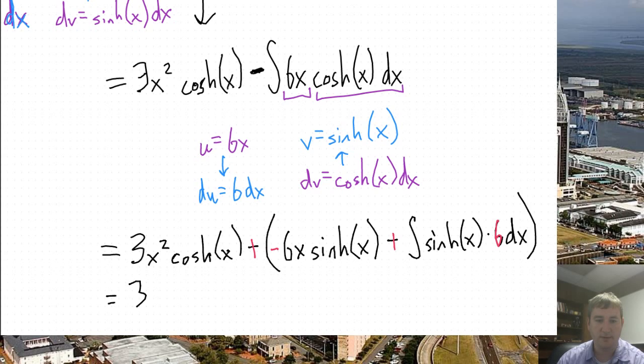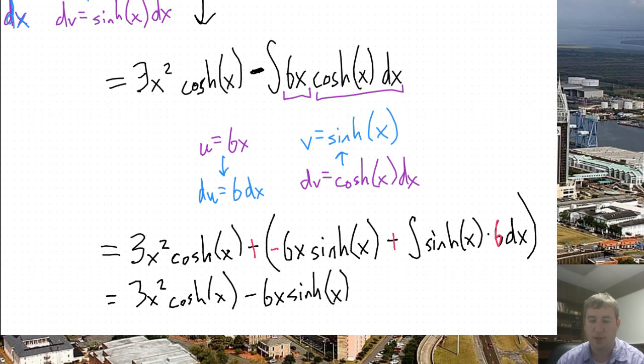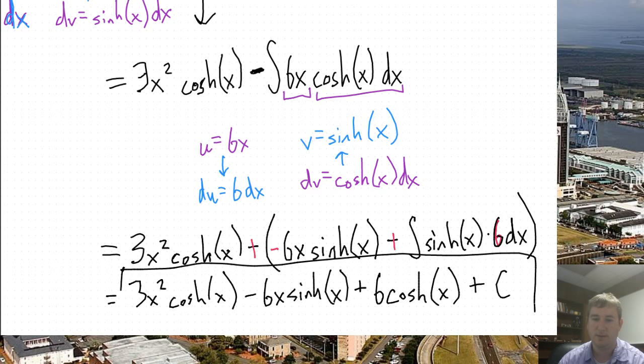I'll write it out. 3x squared hyperbolic cosine of x minus 6x hyperbolic sine of x plus the integral of hyperbolic sine. Well, I've got that 6 first of all. I'll bring down the 6, the constant multiple 6, and then sine becomes cosine. And finally, I'll add my plus c. And there is a final answer to this problem.